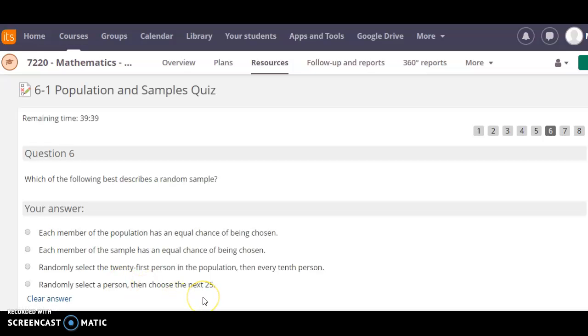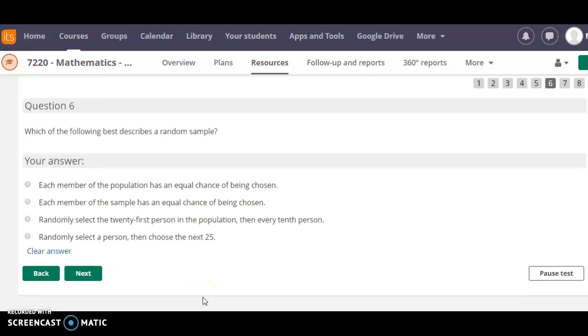Number 6, which of the following best describes a random sample? Best is an important word there. Each member of the population has an equal chance of being chosen. Each member of the sample has an equal chance of being chosen. Randomly select the 21st person in the population, then every 10th. That is random, it's systematic. Select a person, then choose the next 25. Well, you don't want to do that because you're grouping them all together, and that's not going to be unbiased.